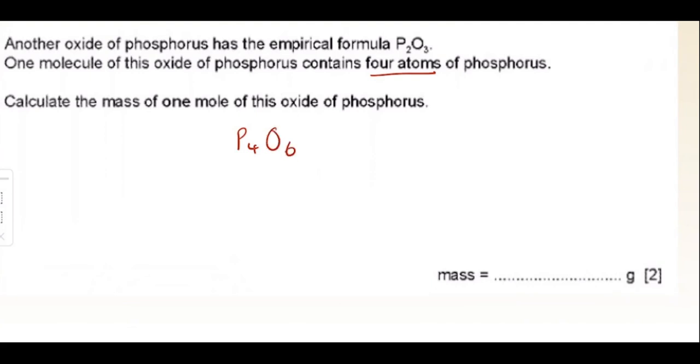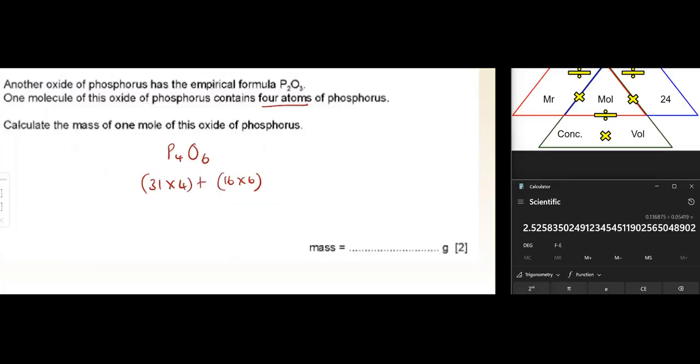What's the mass of 1 mole? Well, we know that the mass of 1 mole of anything is just its relative molecular mass. So phosphorus, we've already established, is 31. So we're going to do 31 times 4 plus 16 times 6. What's that on our calculator? 31 times 4 plus 16 times 6, 220. So the mass of 1 mole of that oxide would be 220 grams.